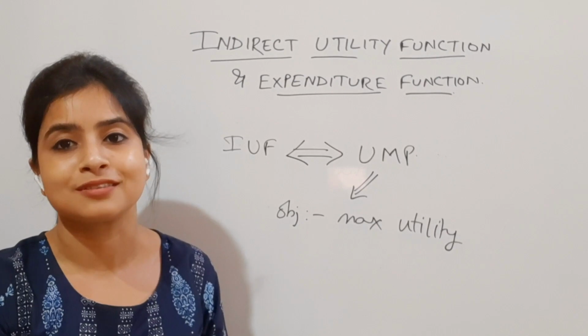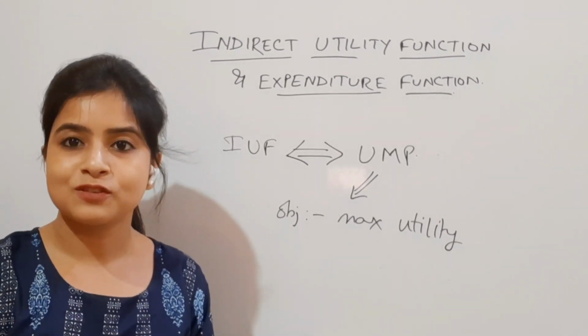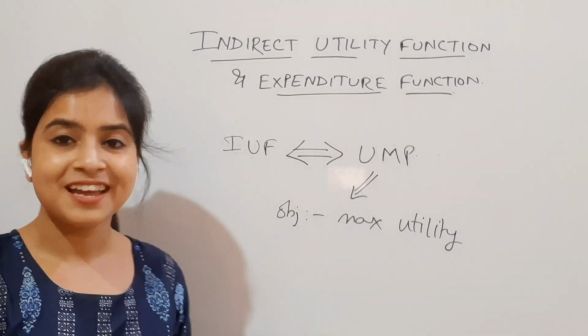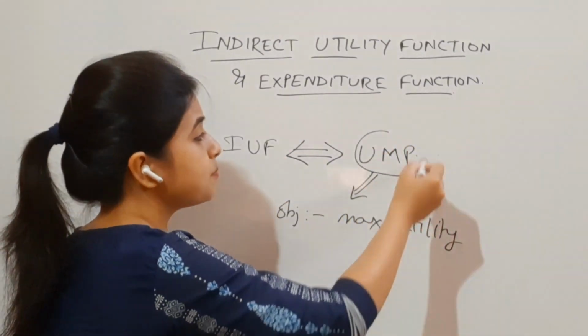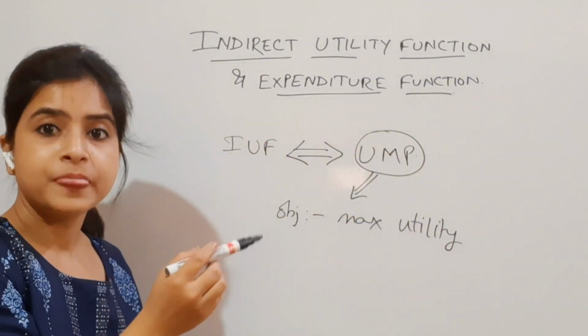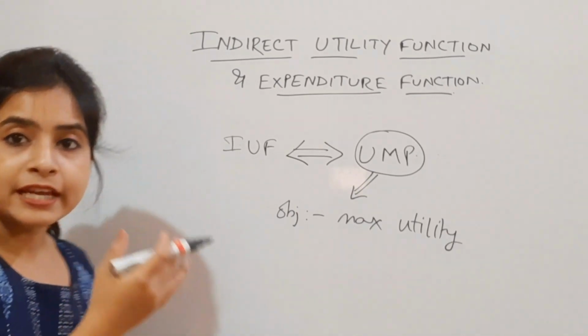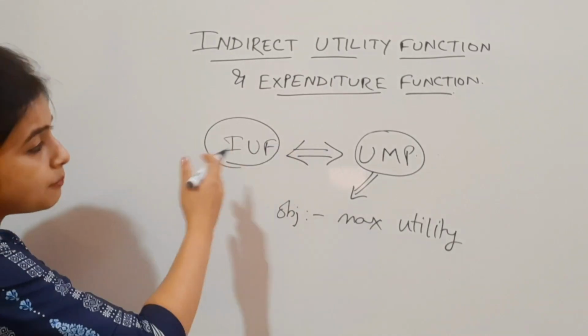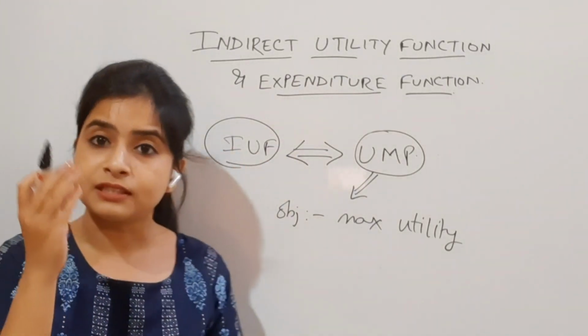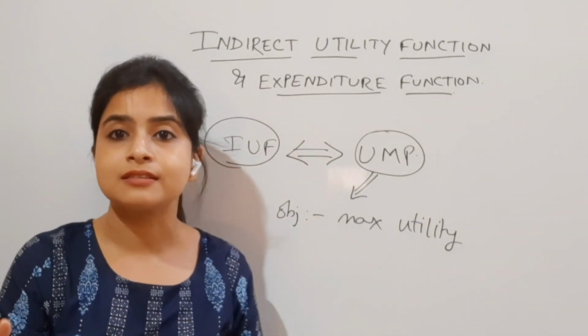And what is the budget constraint? There is income, there are prices of the commodities, right? So this is how we can relate the utility maximization problem to the indirect utility function. So where does the basic difference between the two lie?